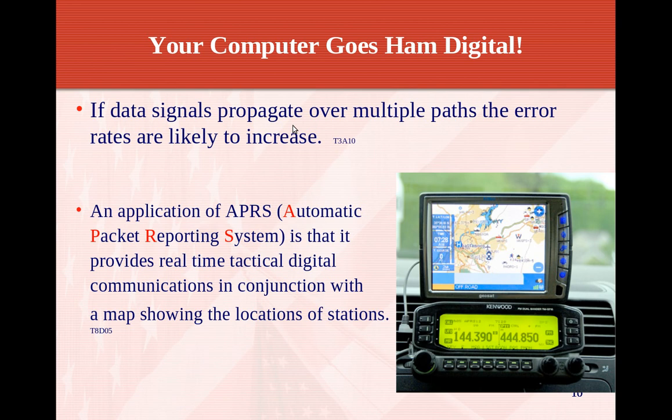An application of APRS, Automatic Packet Reporting System, is that it provides real-time tactical digital communication in conjunction with a map showing the locations of the stations. So you can interface it with certain GPSs, and they can tell you who is in the area, what frequency they are on, and you can actually text back and forth, all using the APRS system. You can also use APRS on your smartphone. There are applications on your smartphone that you can use for APRS, or you can use APRS over Bluetooth to your radio with your smartphone. So there are a lot of ways to get into APRS. That way, if you use the radio, you're not using the cellular backbone, you're using the amateur radio backbone. But the neat thing is you can text, you can get data, you can find out where people are.